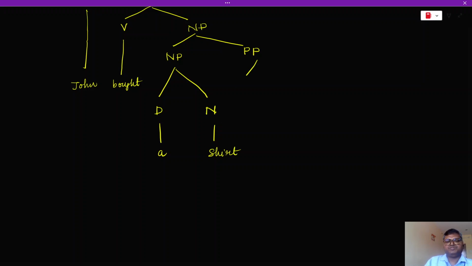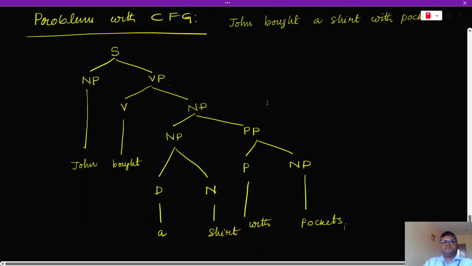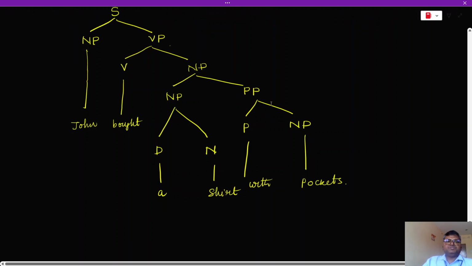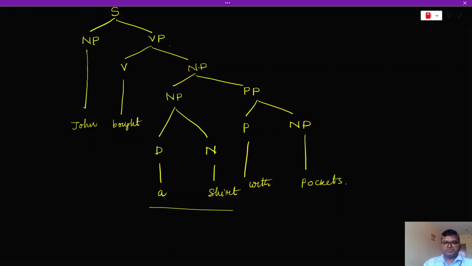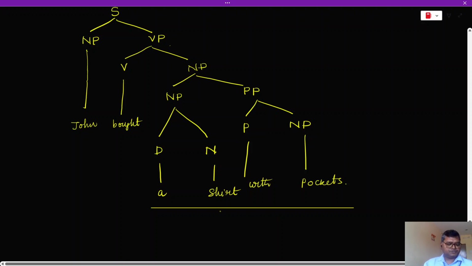And preposition phrase can be written as preposition and noun phrase. This is with, and this is pockets. So this is the parse tree that we can derive. So what does it mean here? It means John bought a shirt with pockets. So shirt with pockets.